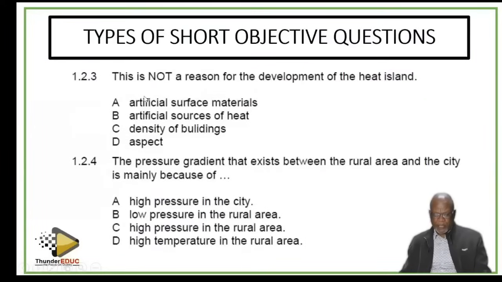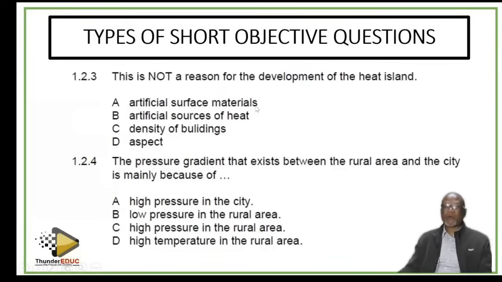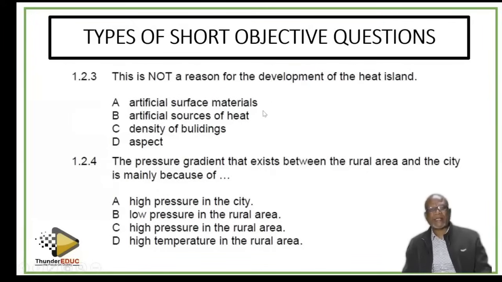Let's go to the next question. This is not a reason for the development of the heat island. Number one, we have artificial surface. No, artificial surface does contribute to that. Artificial sources of heat do contribute to heat. Density of buildings, yes, it does contribute to Urban Heat Island because it provides a larger absorption area. So which one is incorrect is the slope aspect.